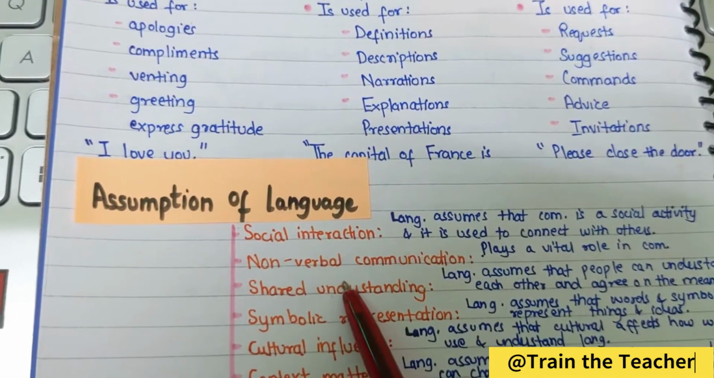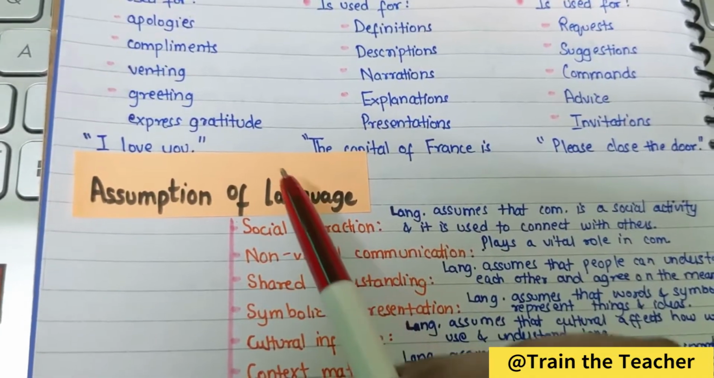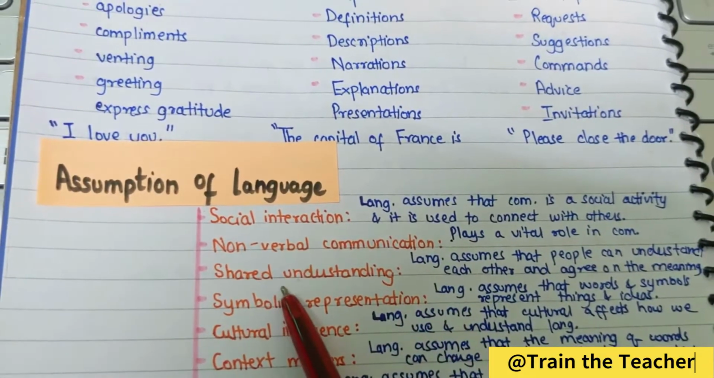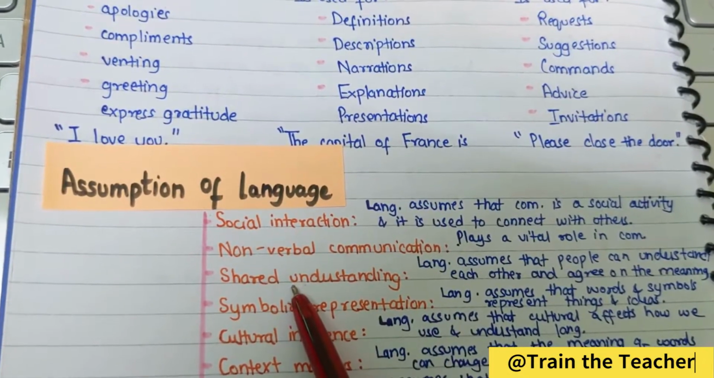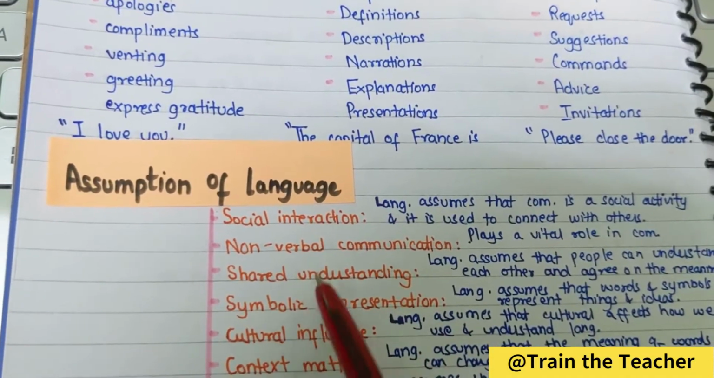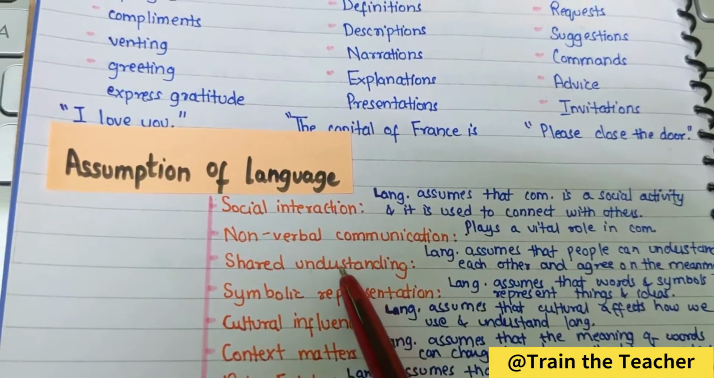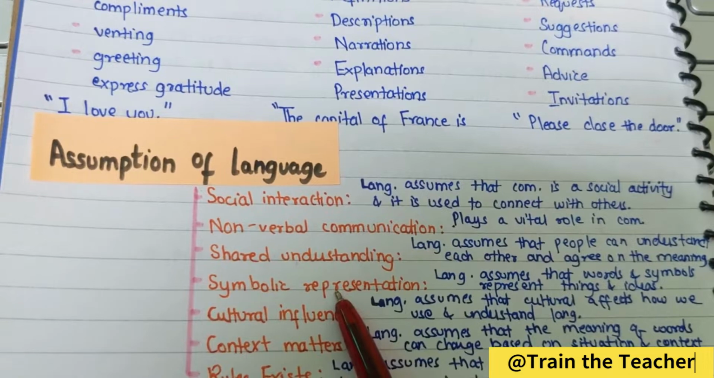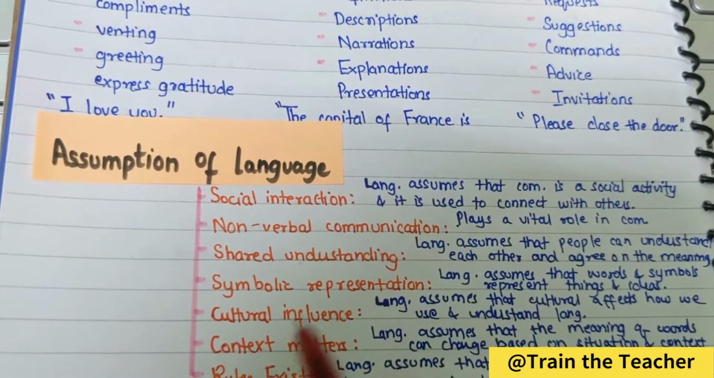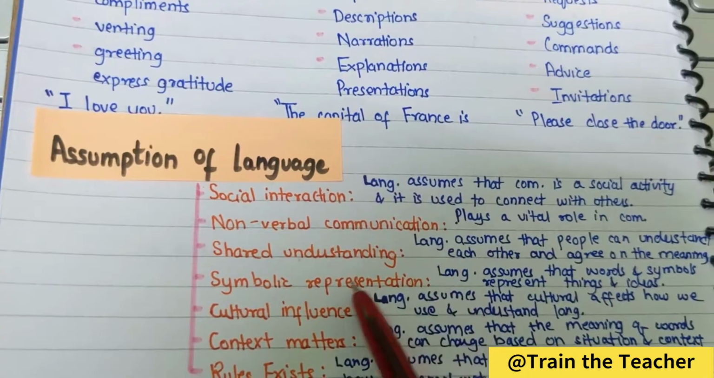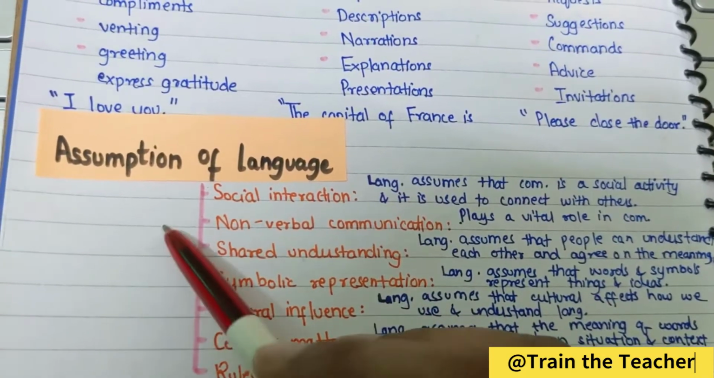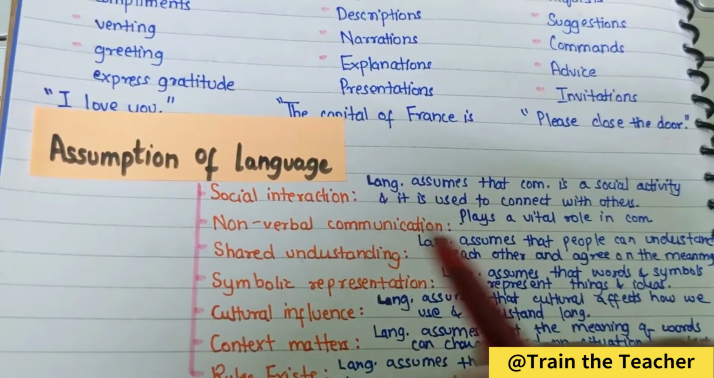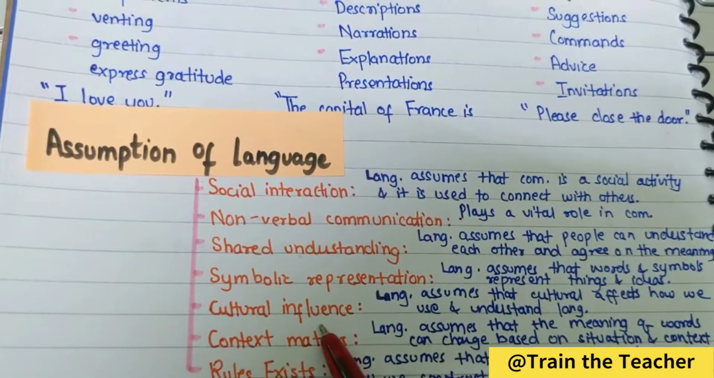Next, non-verbal cues or non-verbal communication plays a vital role in language. The third one is shared understanding. Language assumes that people can understand each other and they can agree on the meaning of the common words, phrases and symbols. Right after it, symbolic representation. Language assumes that words and symbols represents things and ideas, right? Again, alphabet हो गया, symbols हो गए. कौन से symbols है? Hashtag symbol होता है, dot which is a period, comma. So symbols like these.